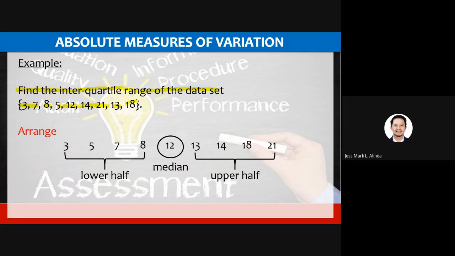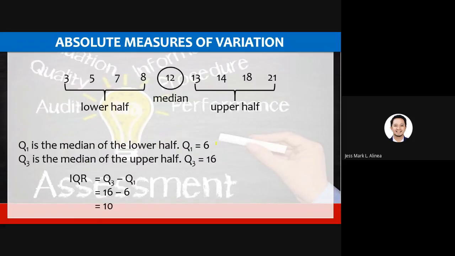The first thing to do, i-arrange in ordinal level of measurement. Ibig sabihin, from lowest to highest or highest to lowest. But we prefer lowest to highest. So it becomes 3, 5, 7, 8, 12, 13, 14, 18, and 21. You get the median. This is the center. Then you get the lower half and the upper half. The median value of the lower half is your Q1, and the median value of the upper half is your Q3.